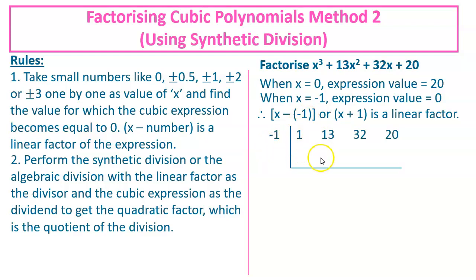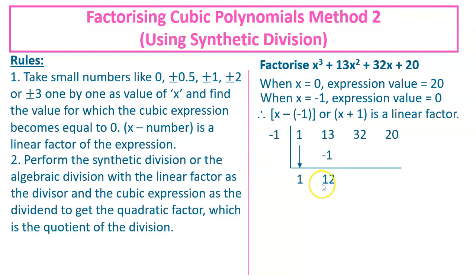Next, what do we do? This is line number 1. We bring down the first number of line number 1 in line 3, as it is. Next, we multiply minus 1 with this number. Minus 1 times 1 is minus 1, which we write over here beneath 13. And we add these two numbers. 13 minus 1 is 12.